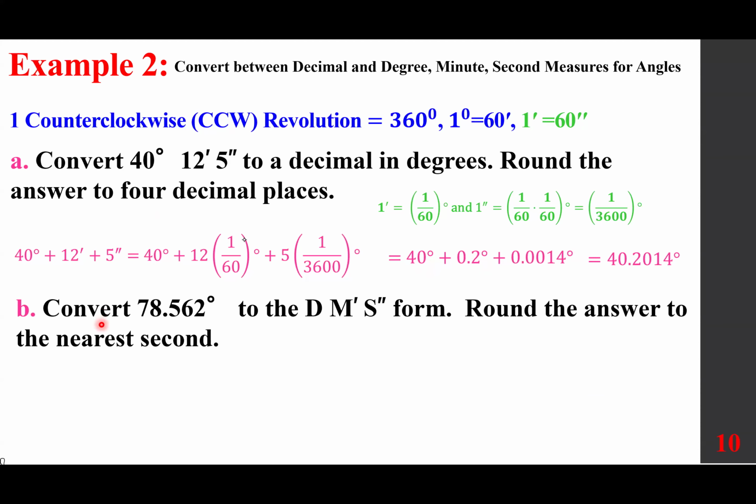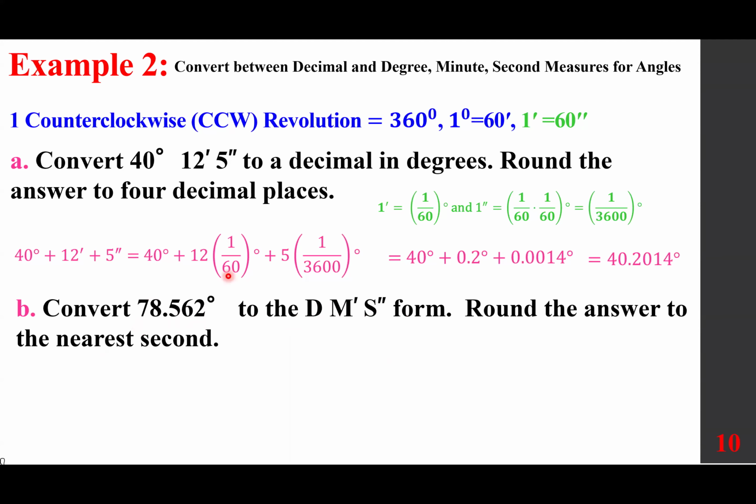Now, let's go back. Convert 78.562 degrees to DMS, degrees, minutes, seconds form. That's the meaning of DMS. And round it to the nearest seconds. When we write it in that format, normally the seconds, they don't take decimals anymore. So having said that, 78 is fine. We're going to work on this part.